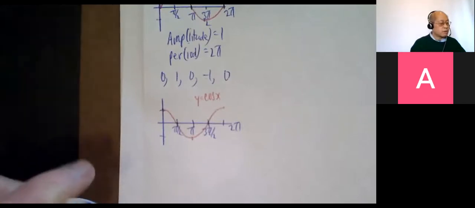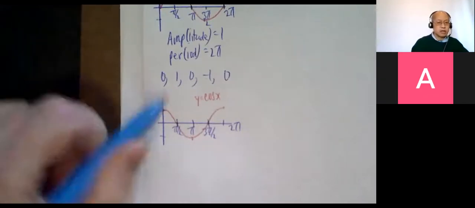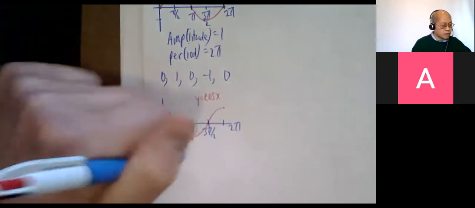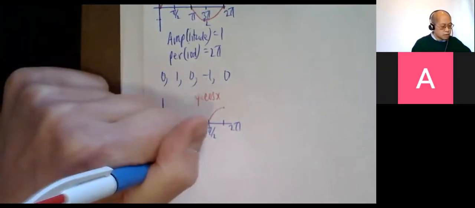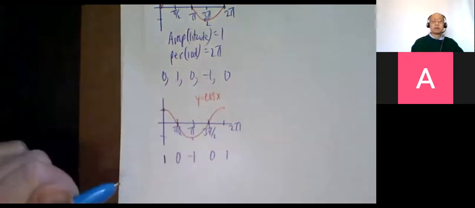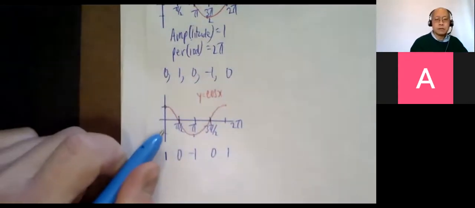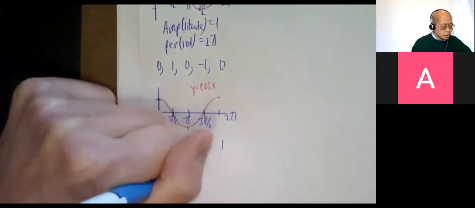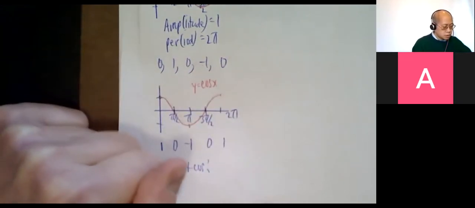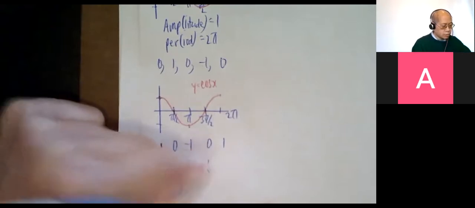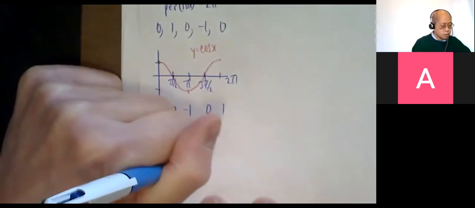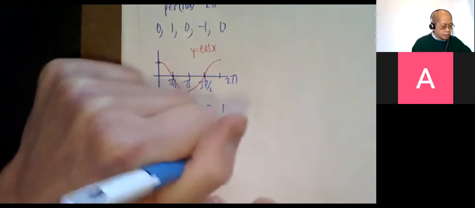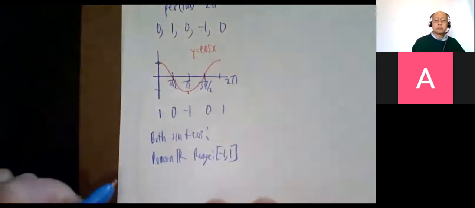But let me go over one period of the cosine function. The cosine starts at 1, goes to 0, negative 1, 0, 1. Okay. Both sine and cosine functions, the domain is all real numbers, funny looking R. And the range is bracket negative 1 to 1.